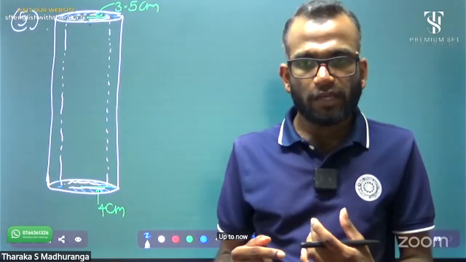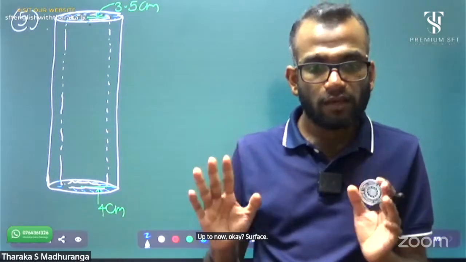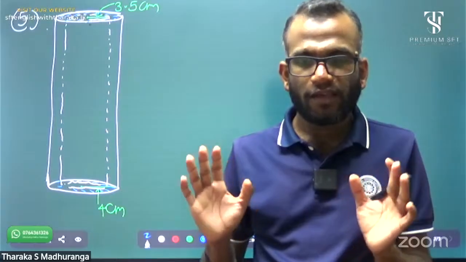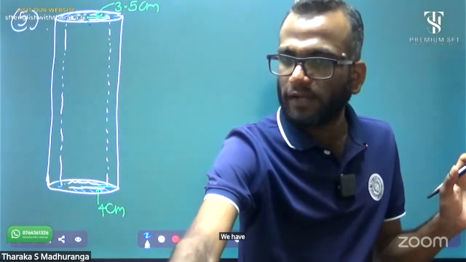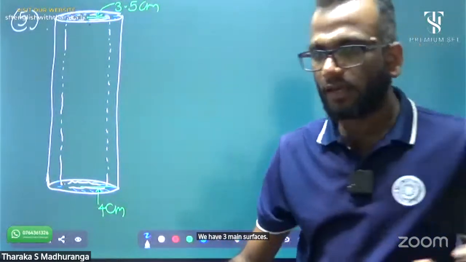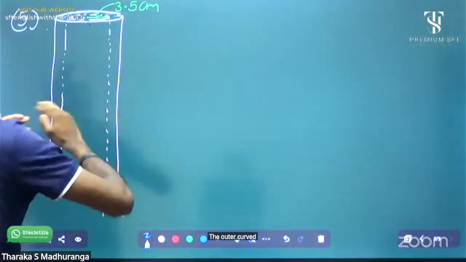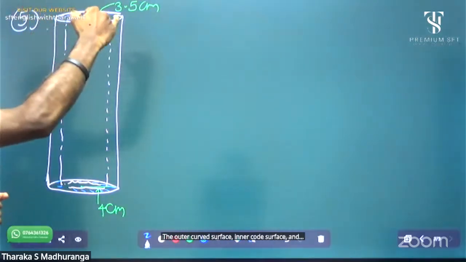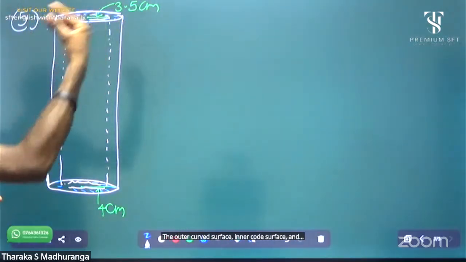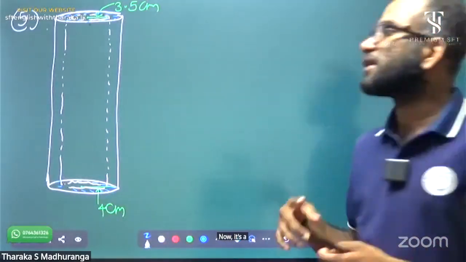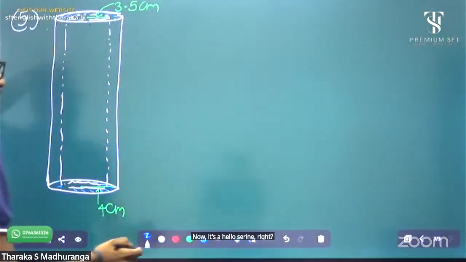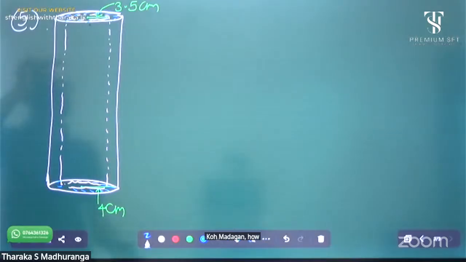Up to now, okay? Surface? Yeah. We have three main surfaces: the outer curved surface, the inner curved surface, and two rings at the top and bottom. Now it's a hollow cylinder, right? How to get the area?